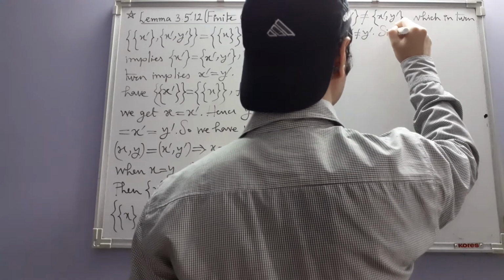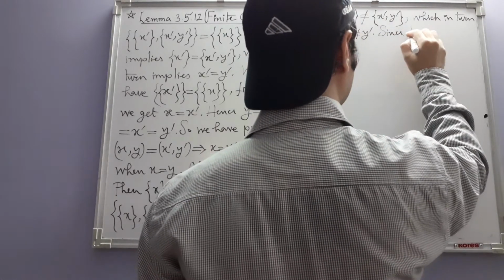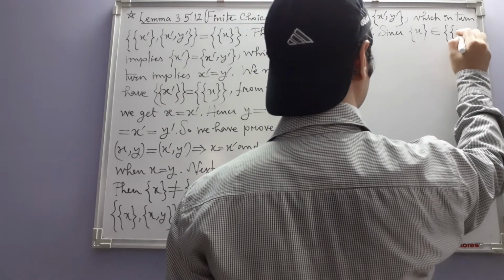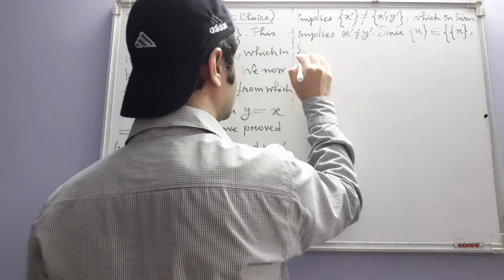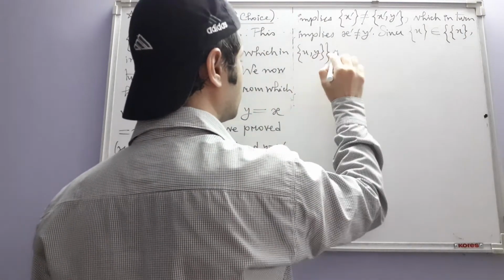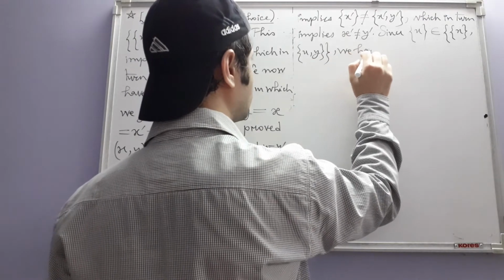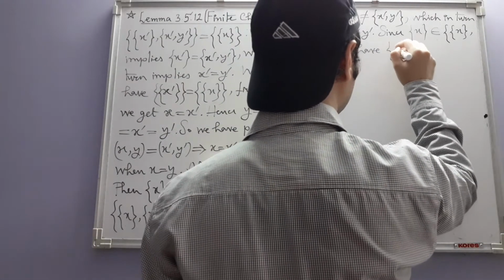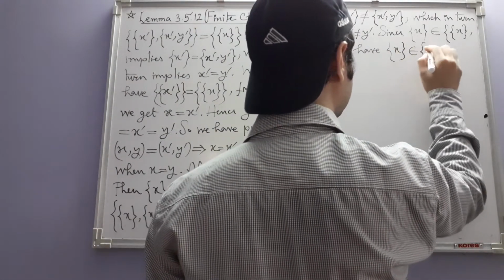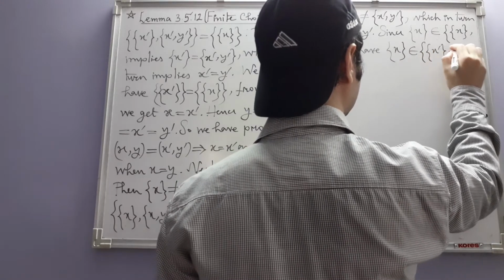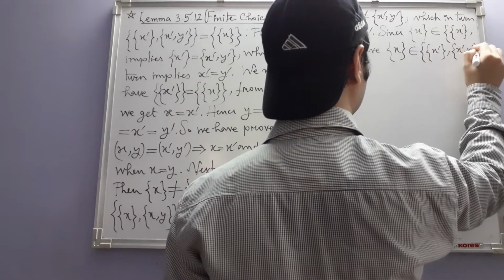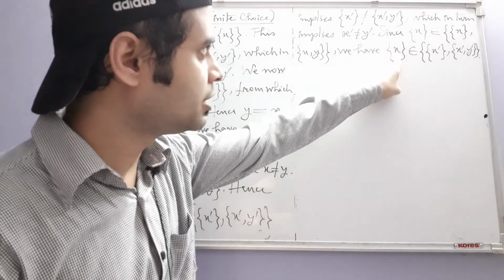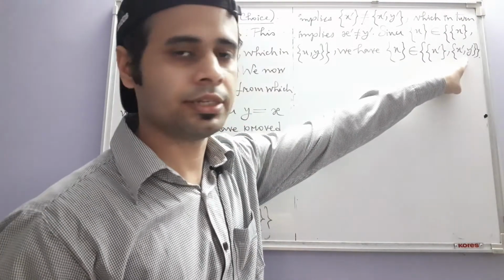Since this is an element in this set, it must also be an element in this set. This must belong to the second set. So that means this element is either equal to this element or this element.